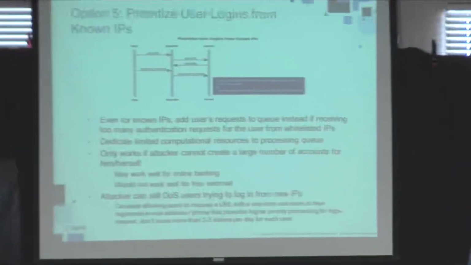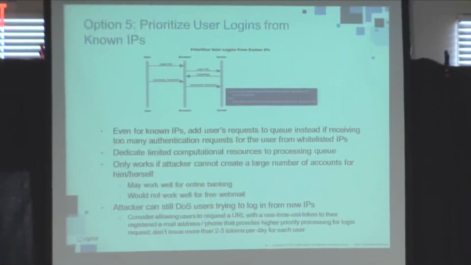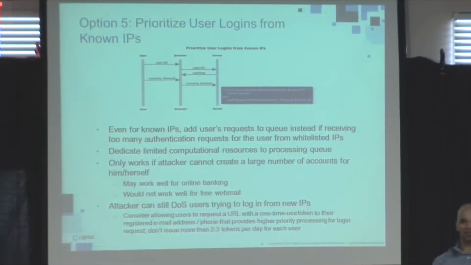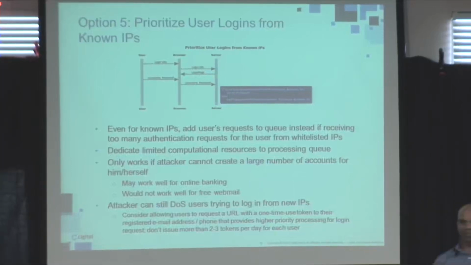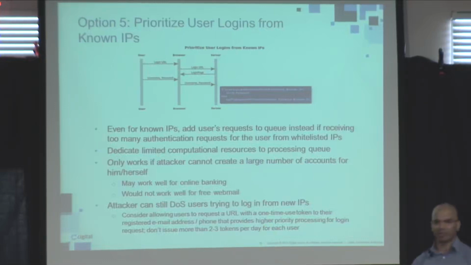So something we have to be aware of if we're using this approach, even for username and IP address combinations that are sort of whitelisted, where the user has logged in from them before: if you're getting too many authentication requests from that IP for that user, we still have to start adding them to the queue because we might be under attack.